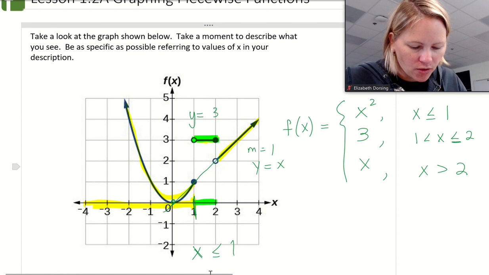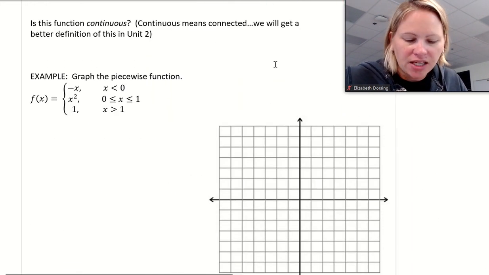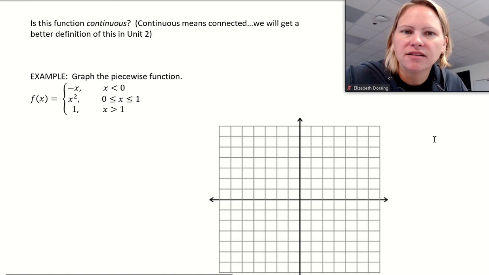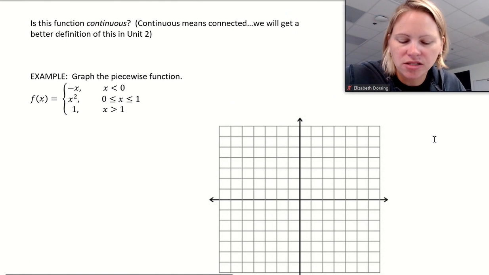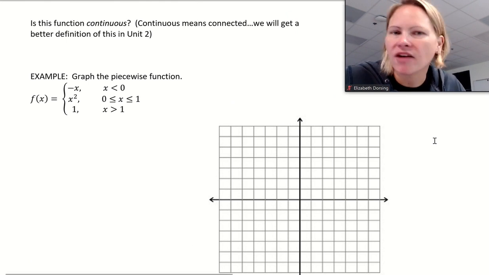So let's keep on going. Let's take a look at what we have next. Now, is this function that we just looked at what we call continuous? Continuous for our purposes right here, right now, means: is the graph connected?